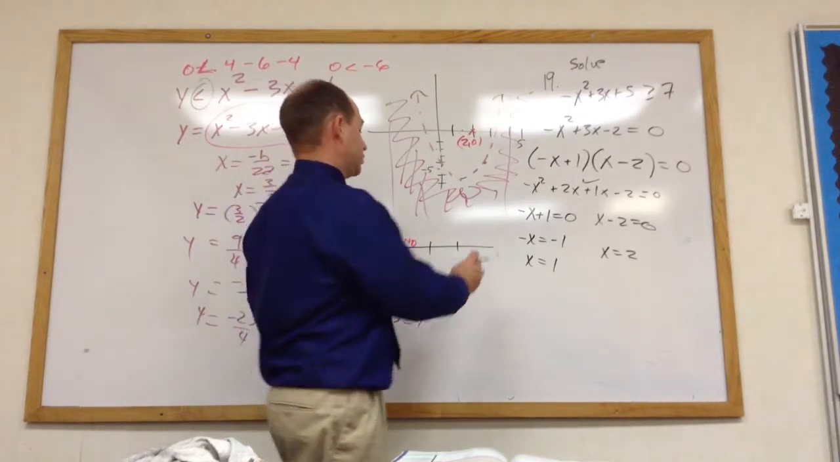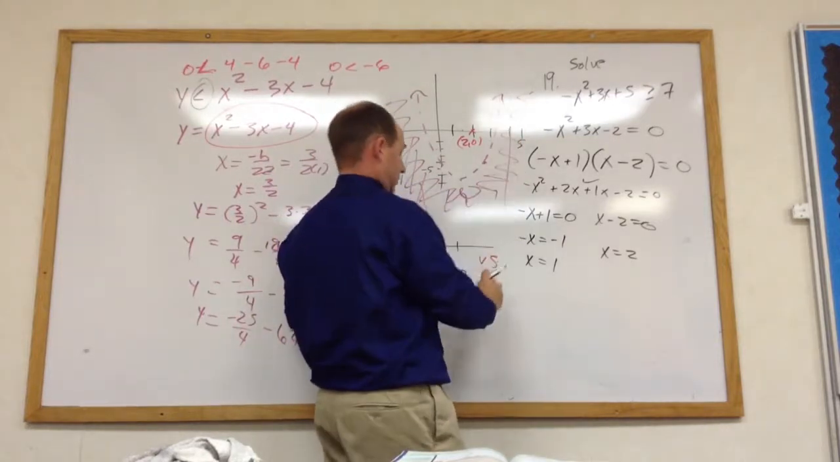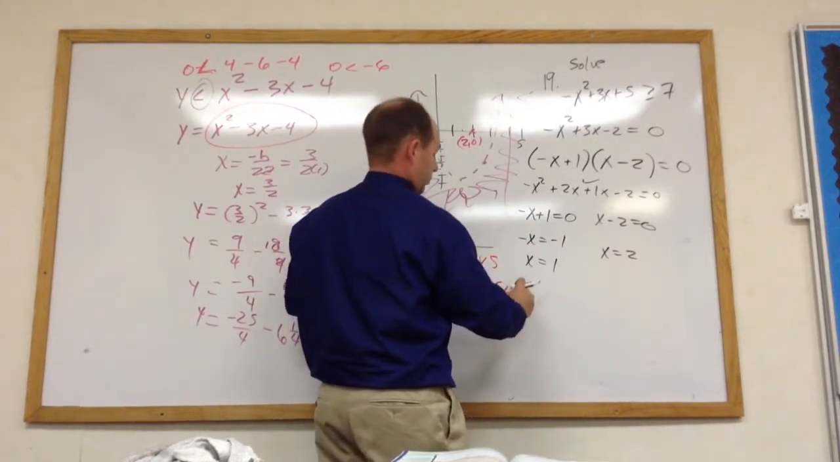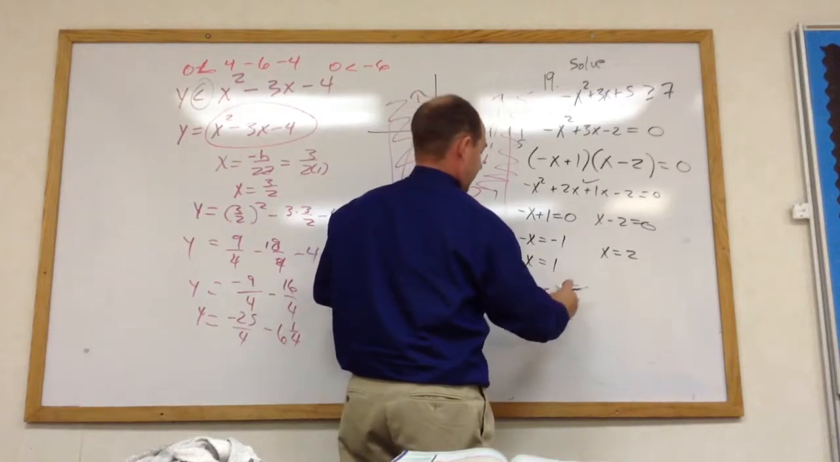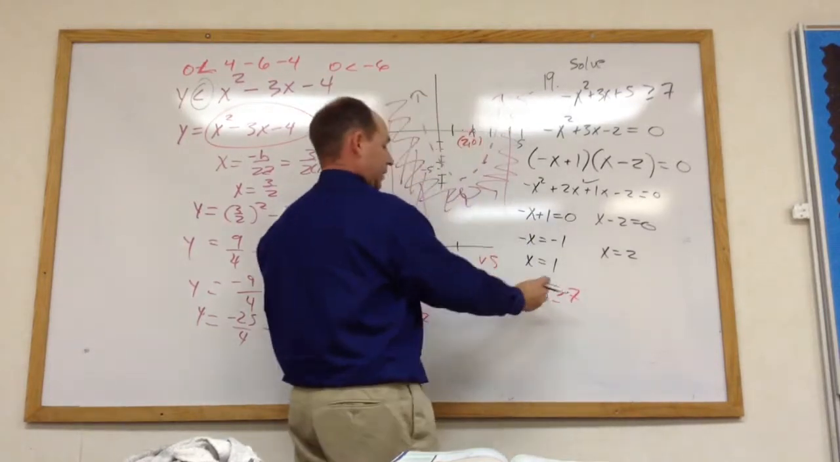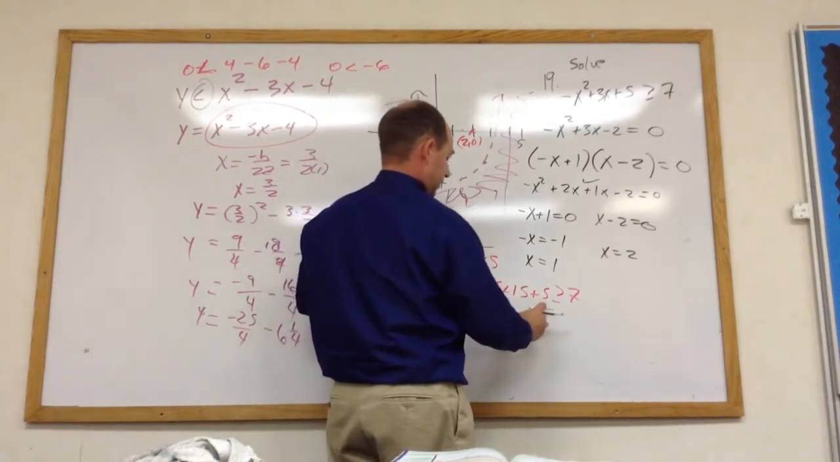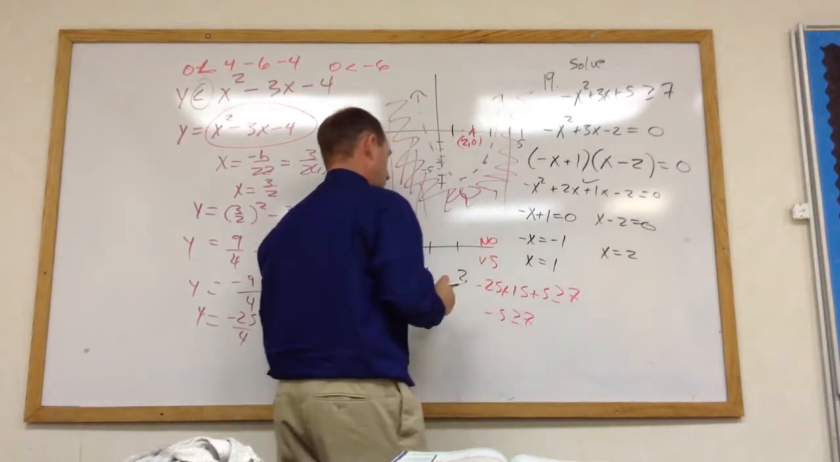All right? We could check 5. Opposite of 25 plus 15 plus 5, is that greater than or equal to 7? Well, that's 20. That's going to be negative 5. Is that greater than or equal to 7? And that answer is no.